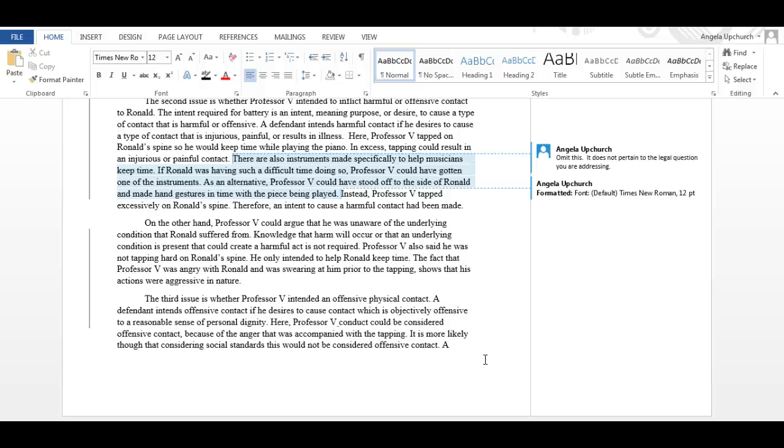Let's focus on this paragraph here that starts "the third issue is." In this mini IRAC, you're focusing on the issue of intention to cause offensive physical contact. And you very plainly here give me the rule, which is excellent. But in this next sentence, where your analysis should be, you're really going to a conclusion. So let's look at it together. Here, "Professor V's conduct could be considered offensive contact because of the anger that was accompanied with the tapping."